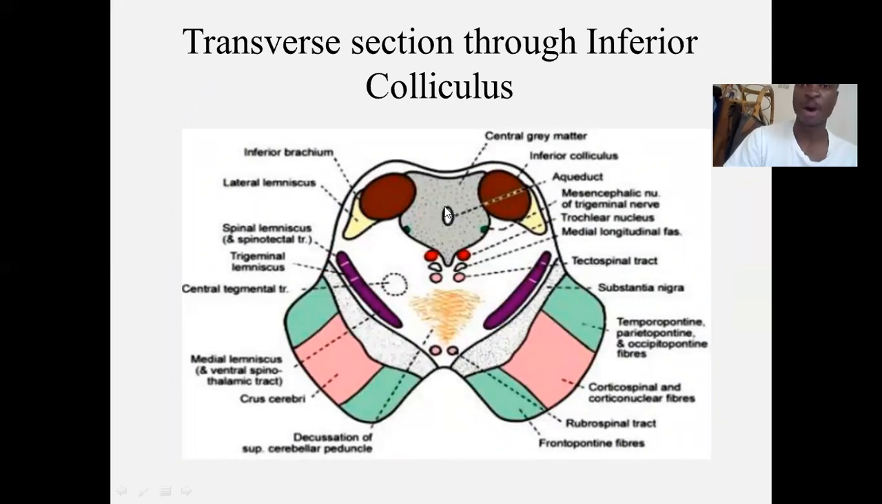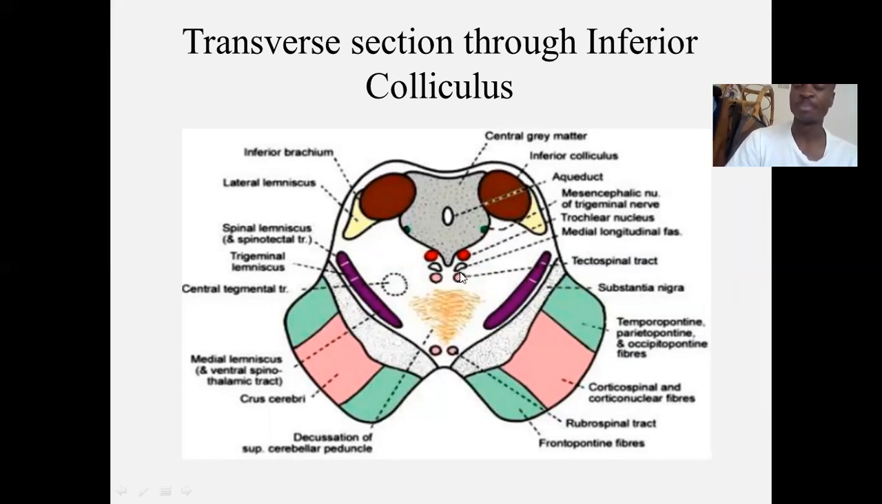Notice this is the cerebral aqueduct. Then this is gray matter making up your periaqueductal gray matter. This is the mesencephalic nucleus of the trigeminal nerve, subserving proprioception for the head and neck, right? This is your medial longitudinal fasciculus. We've talked about it, right? Then the red one, it's your trochlear nucleus, right? Because remember, the trochlea is going to emerge on the dorsal aspect of the midbrain at the level of the inferior colliculus, right? Then this is the tectospinal tract.